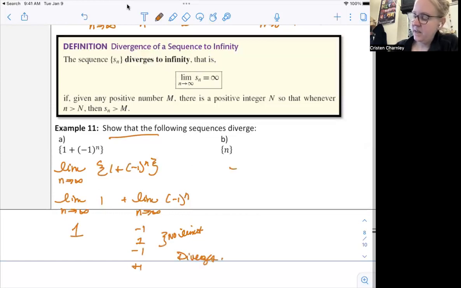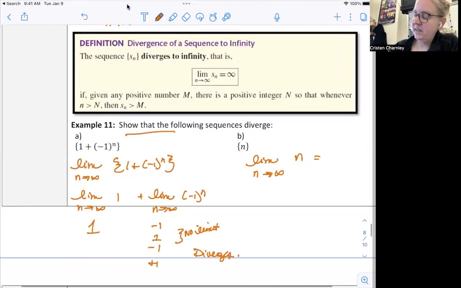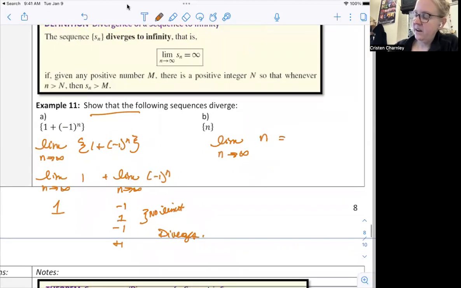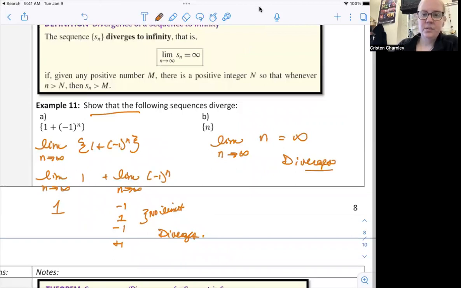And then letter B is so easy, it seems tricky. This is the limit as n approaches infinity of n. Put infinity in place of the n. This is very much infinity, so we can say that this diverges. No problem on this.